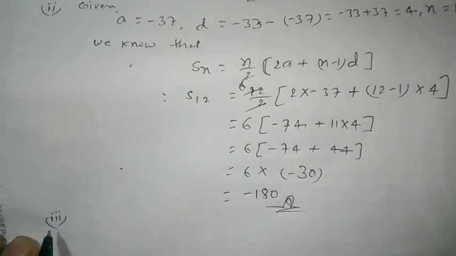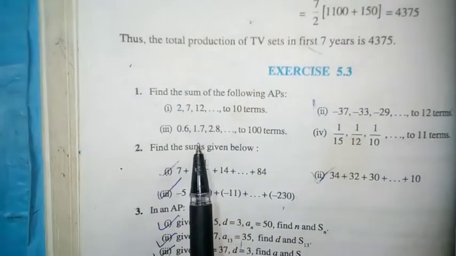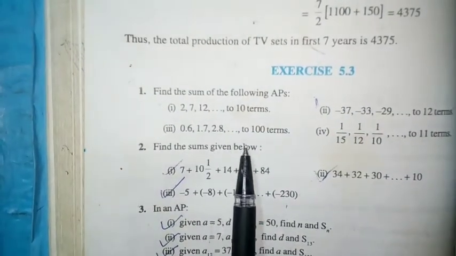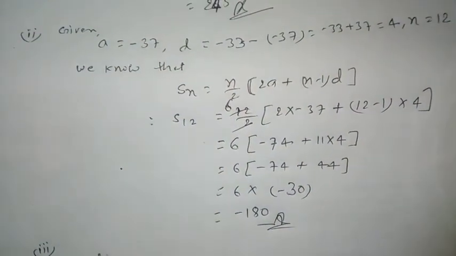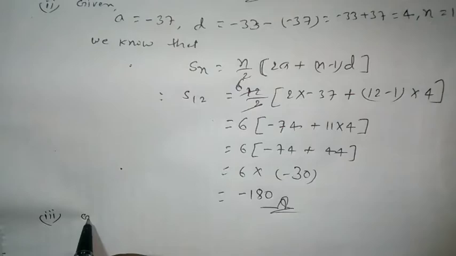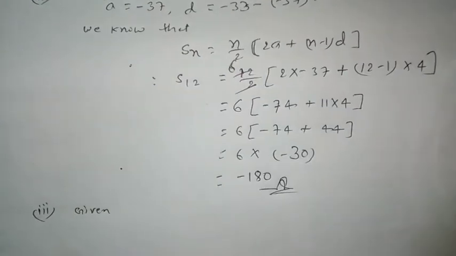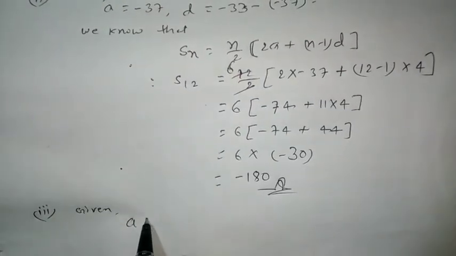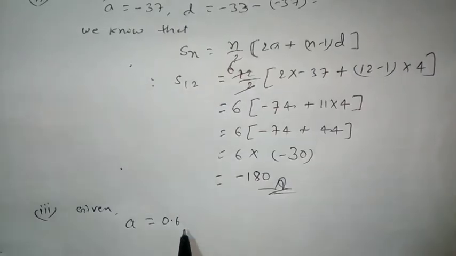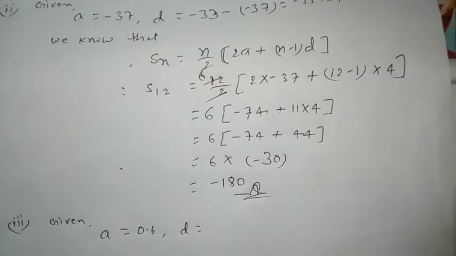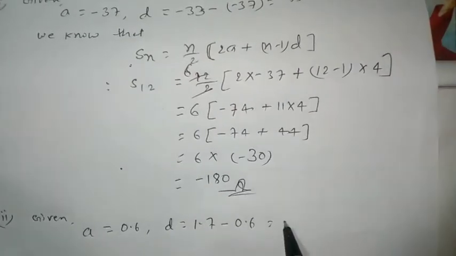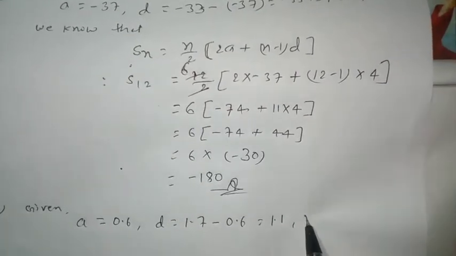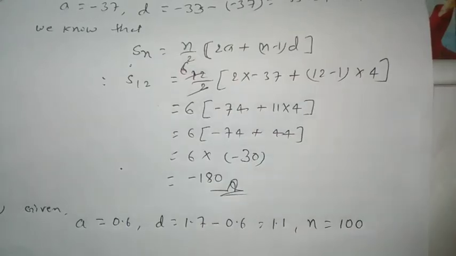question number 3: 0.6, 1.7, 2.8, and so on, to 100 terms. Given: a is equal to 0.6, d is equal to second term 1.7 minus first term 0.6, is equal to 1.1. n is equal to 100.